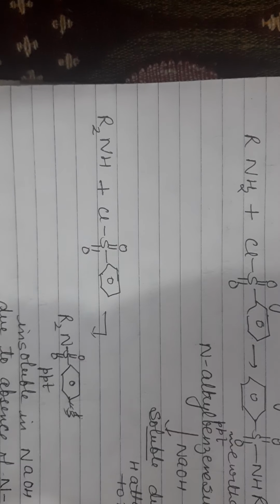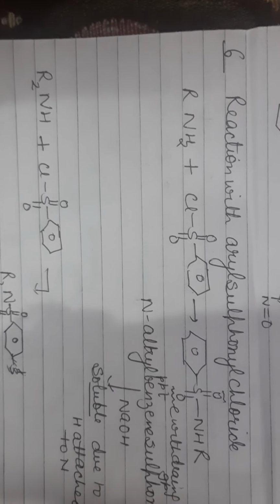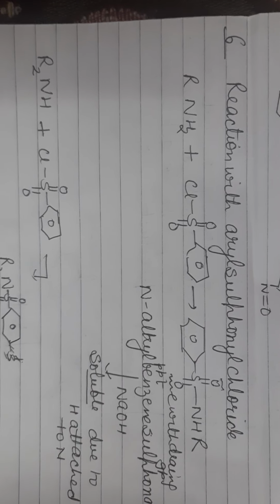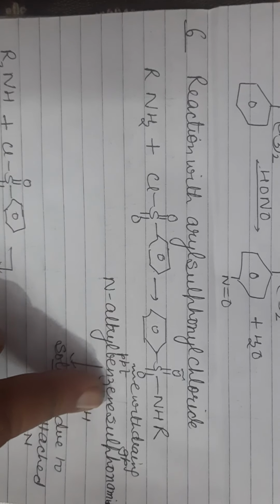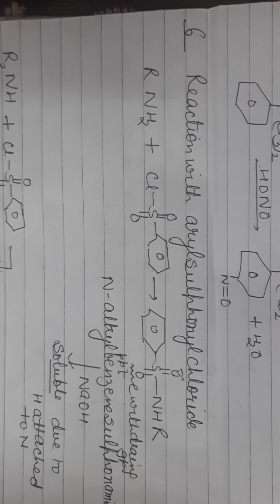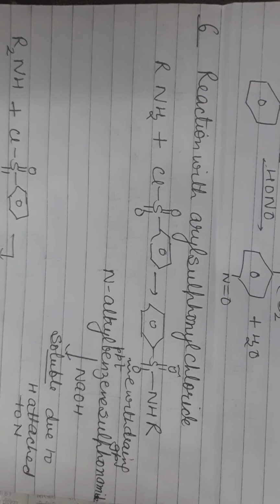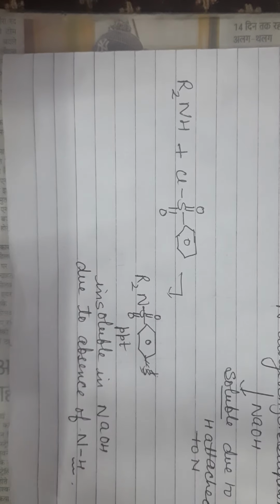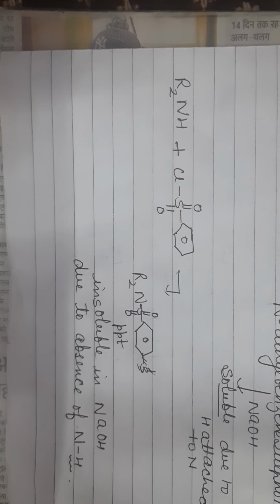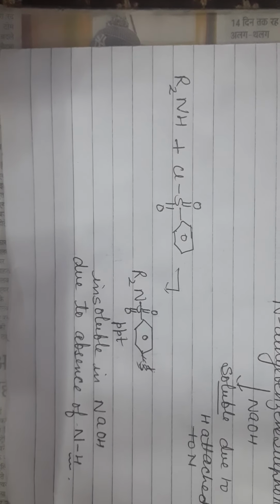So how can you distinguish between primary, secondary and tertiary amines on the basis of their reaction with aryl sulfonyl chloride? Primary amines on reaction with aryl sulfonyl chloride give a white precipitate, which is soluble in NaOH. Secondary amines give a white precipitate, but it is not soluble in NaOH. And tertiary amines do not give any precipitate. I hope all these reactions are clear to you, which are shown by aliphatic and aromatic primary, secondary and tertiary amines.